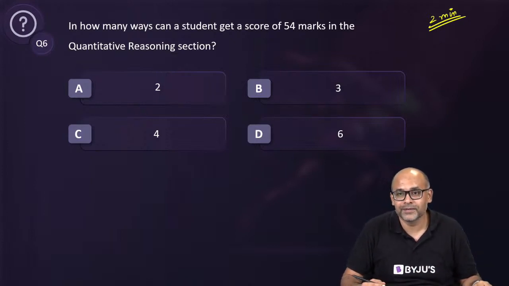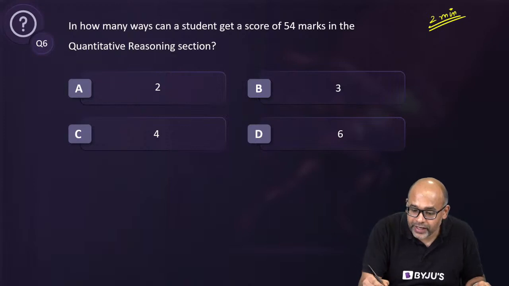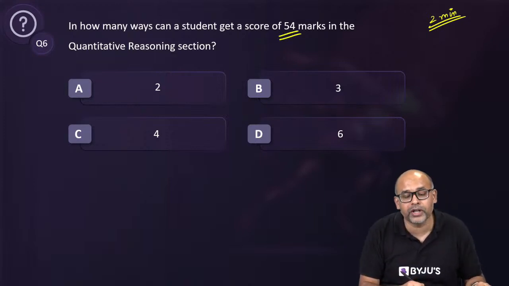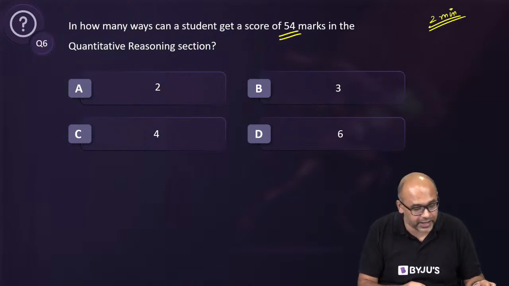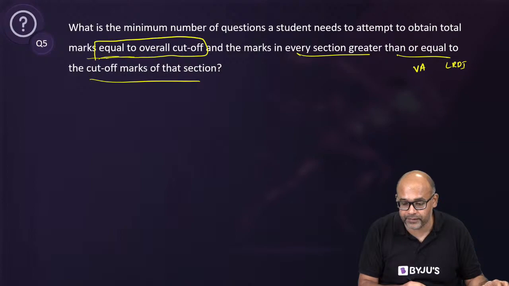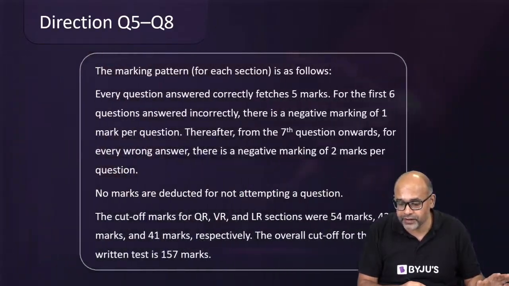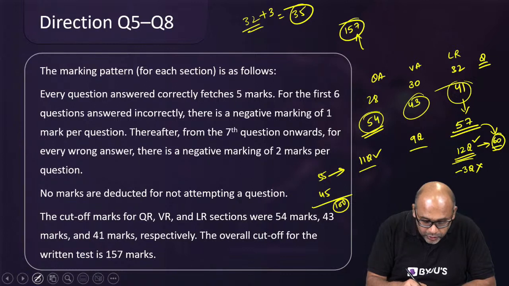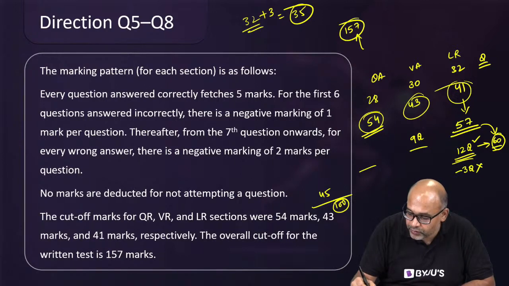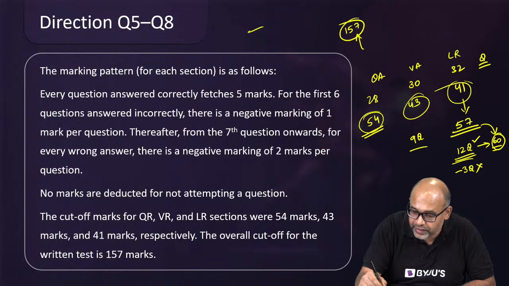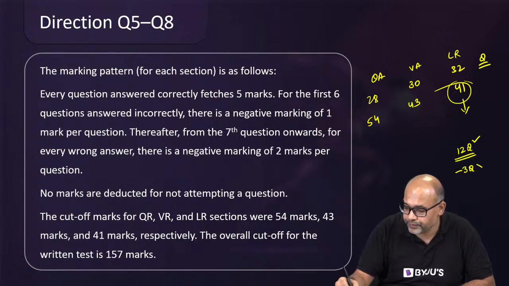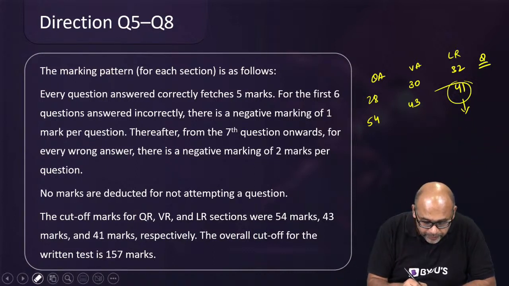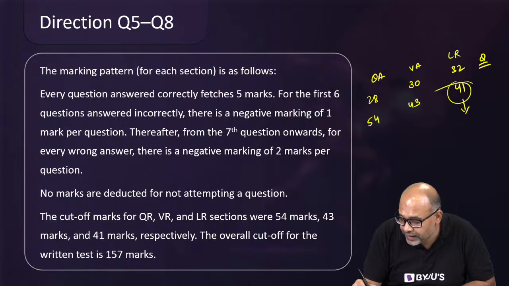Right. Let's go and take a look at this, guys. We want a score of 54 marks in the quantitative reasoning section. In how many ways can a student get a score of 54 marks? So let's take a look at whatever we have. This is the information with us. So we want a total of 54. Let me take this out. All of this information which we just used, I'm going to delete it. Not required. And only quant I need, which is the cutoff anyway. So 54 basically means I will get 11.